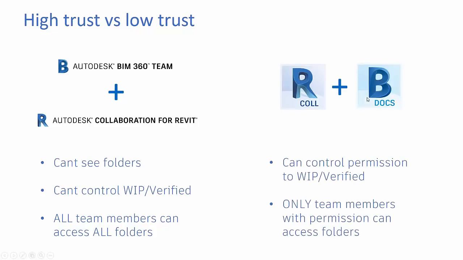In low trust, this is where we have the Revit Collaboration work sharing built on the BIM 360 Docs platform. You can control the permission to all the folders. People have 5 different permission levels where you can access certain folders or do certain things with the data in terms of viewing them or uploading to them. And only team members with those permissions can access those folders. They're only going to see those folders.